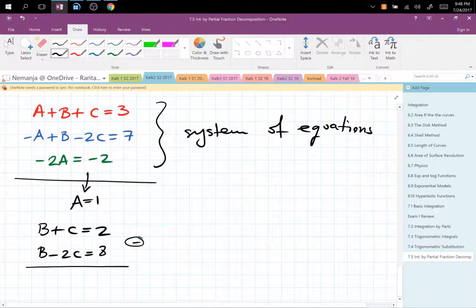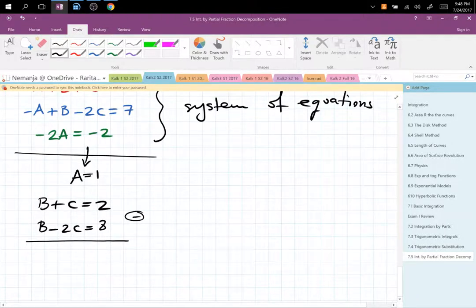You can subtract these two equations to have b minus b is 0, c minus negative 2c is c plus 2c, which is 3c. And 2 minus 8 is negative 6. So we immediately have that c is negative 2. And because b plus c equals 2, so b minus 2 equals 2, b is 4.